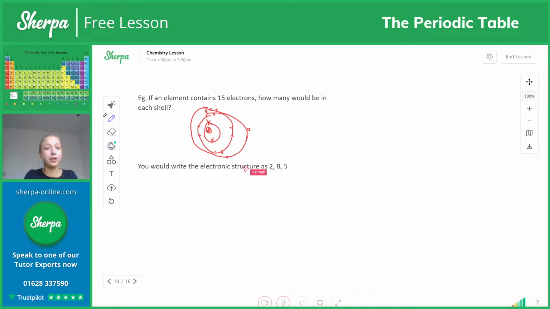Please excuse the drawing. It's very hard to do on a, I've not got my mouse with me, but never mind. And how you would write that structure, if it asks you what is the electronic structure of this particular atom or element, you would write 2, 8, 5 with commas in between. So first shell, second shell, third shell.